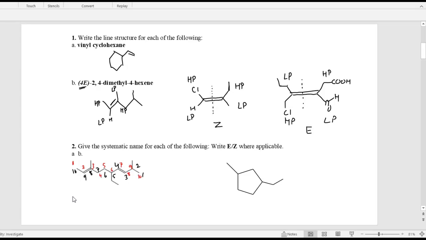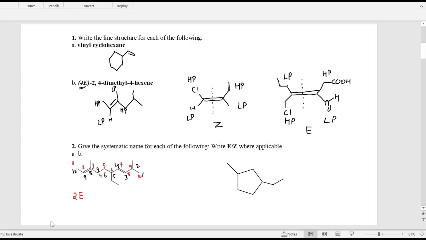Okay, so now we will name this as 2. Now look, this is again priority wise. This is a high priority, this is high priority, low priority. This is high priority, low priority, right? So they are on the opposite side. So it should be a 2E at the 2nd position.